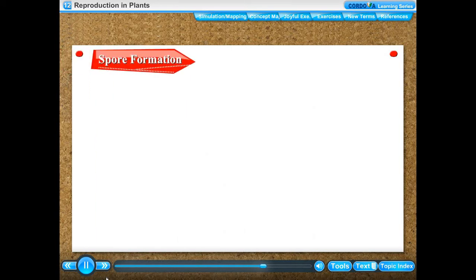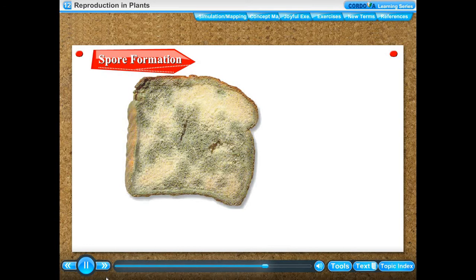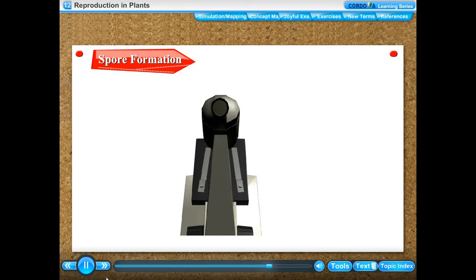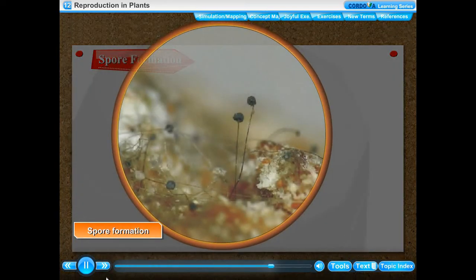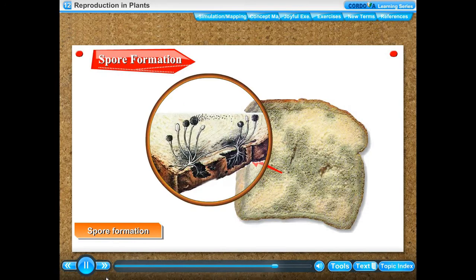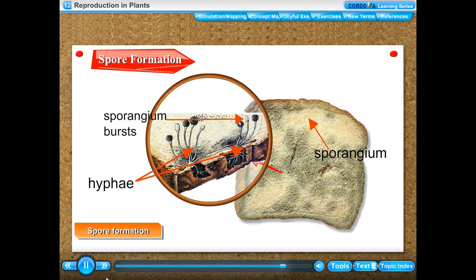Spore formation. Fungus plant called bread mold grows from spores which are always present in the air around us. This bread mold, when observed under the magnifying glass, consists of thread-like projections called hyphae. It has a knob-like structure called sporangium at the top of erect hyphae called sporangiophore. Each sporangium contains hundreds of minute spores enclosed in it.